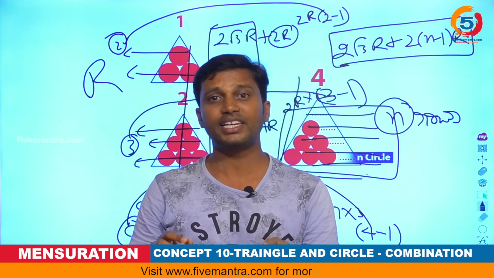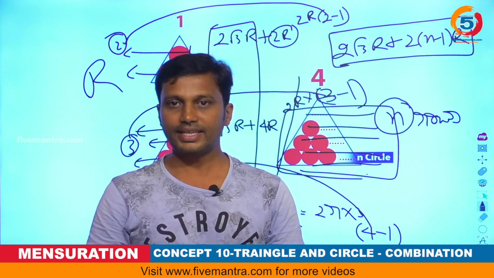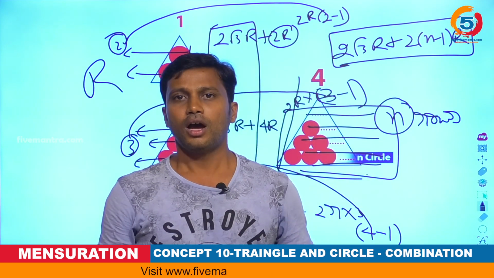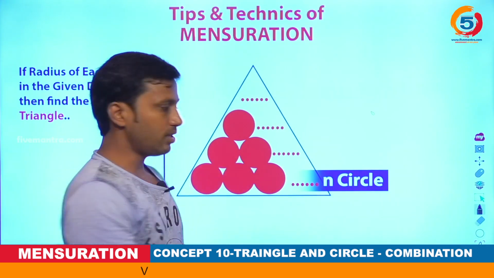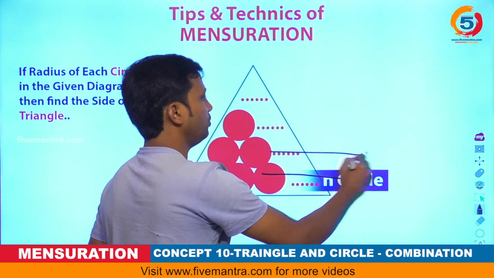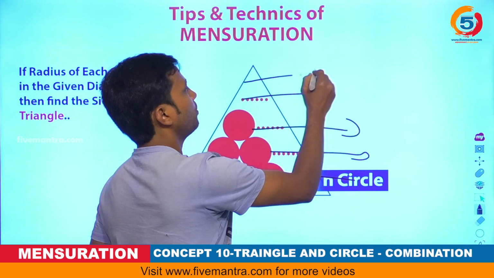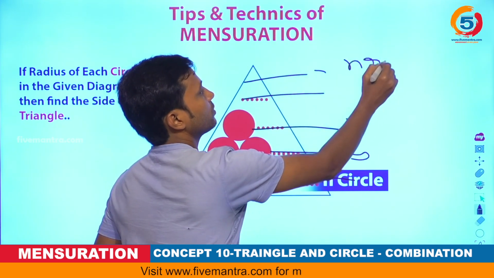It doesn't mean that you blindly follow the shortcut. First understand the analysis, and then follow that. How to follow? Let's see the next one. What would you understand from these circles? How many rows are there? 1, 2, 3, 4, and so on up to n rows.